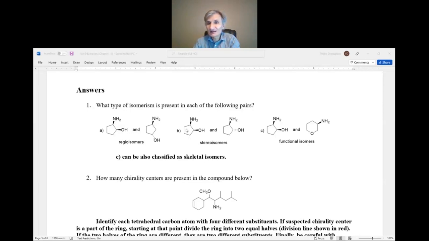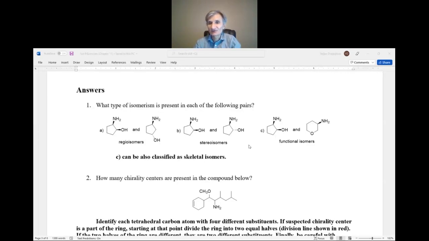Now, for them to be stereoisomers, they must have identical structural formula. That means they cannot be regioisomers. So substituents must be 1, 2, like this. So 2-amino-cyclopentanol, 2-amino-cyclopentanol. The only difference is that the one on the left is cis, and the one on the right is trans. So cis-trans, those are stereoisomers. So those are two stereoisomers.